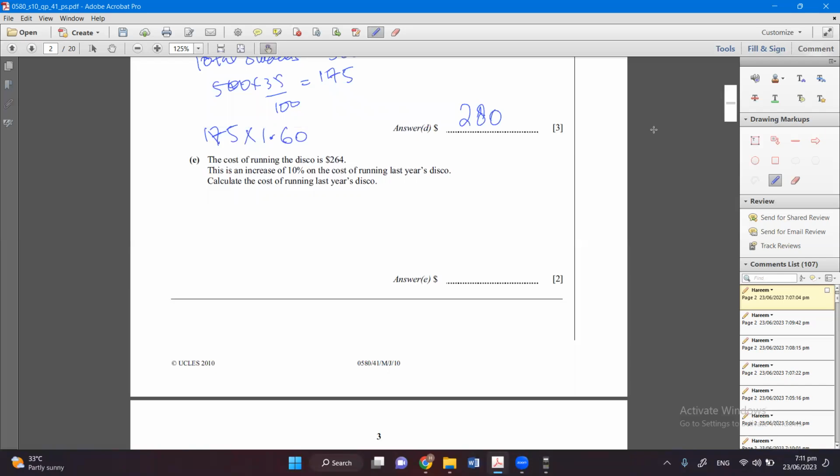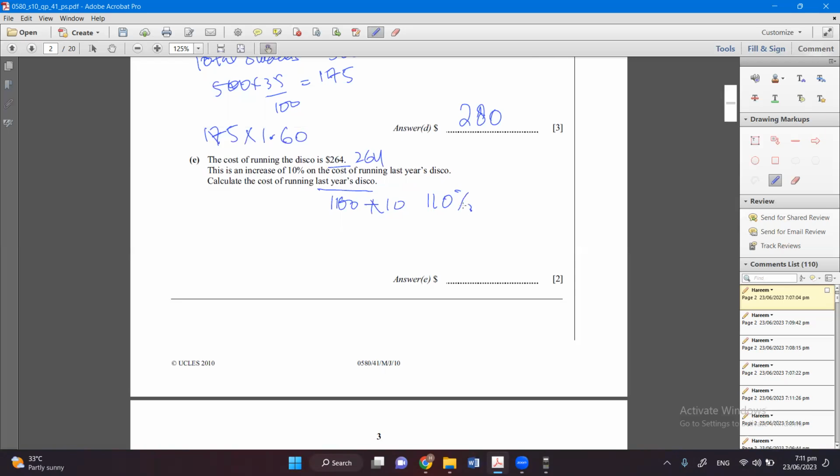They are saying calculate the cost of running last year's disco. They have already told us this year's disco cost, which is 264, and they are saying that from last year there is a 10% increase in the price. Now they are asking us to find out last year's disco price. So consider last year's total as 100. Now we have a 10% increase.